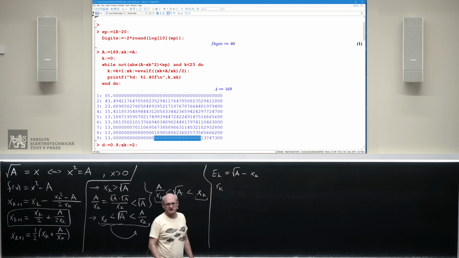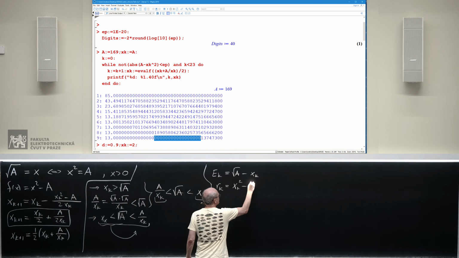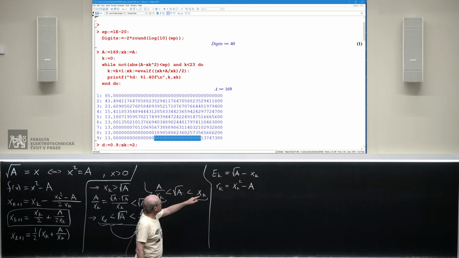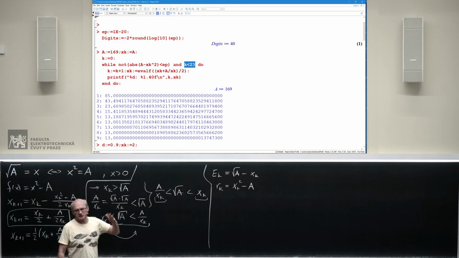Typically, residual is denoted rk. So I'm checking on the residual xk squared minus a. And that's the number that I'm using in my code here in the stopping condition. If the residual drops below epsilon, then my procedure stops. Sometimes you may have divergence or something really crazy. So just to be on the safe side, I also included a condition that if I get more than 23 iterations, then it should stop anyway, regardless of the outcome. But it's just to be on the safe side. So for 13, it works really nice. Let's try something really huge. Let's say 1,000,000.